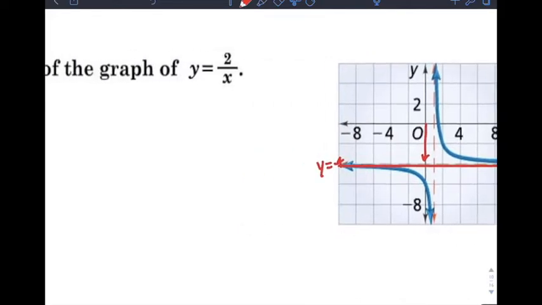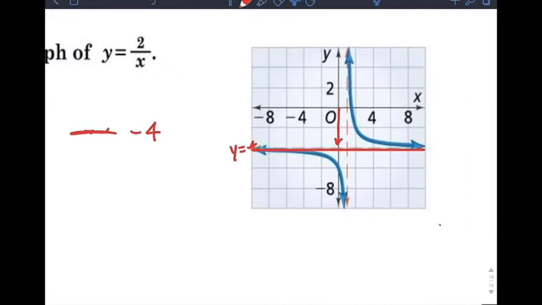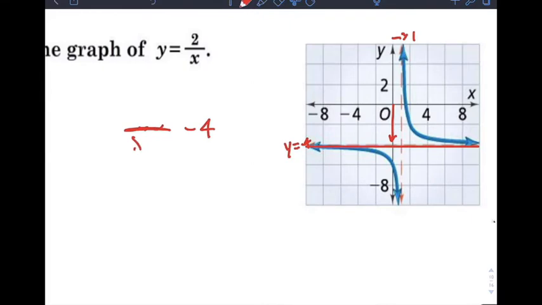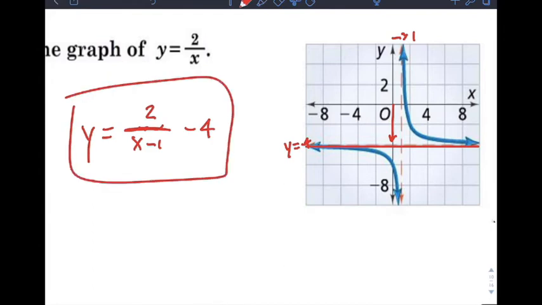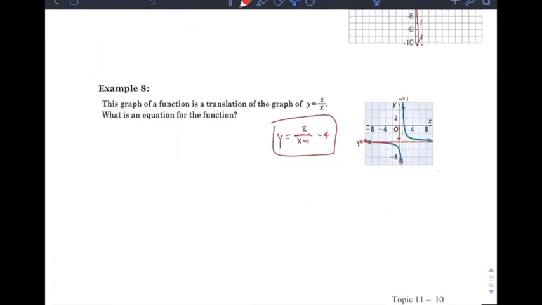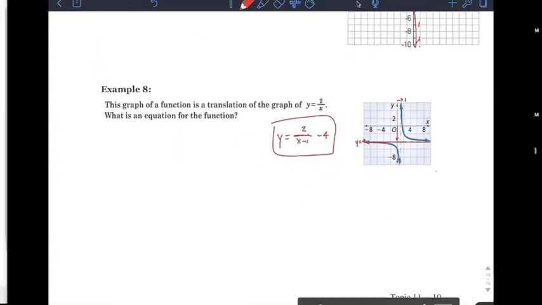Yeah, so that moved us down 4. So I need a -4 outside of the fraction. And then as far as left and right, it looked like it went right only 1 unit. So we'll go x minus 1 in the denominator right there. And then there would be your function. And I believe that'll be it for today.